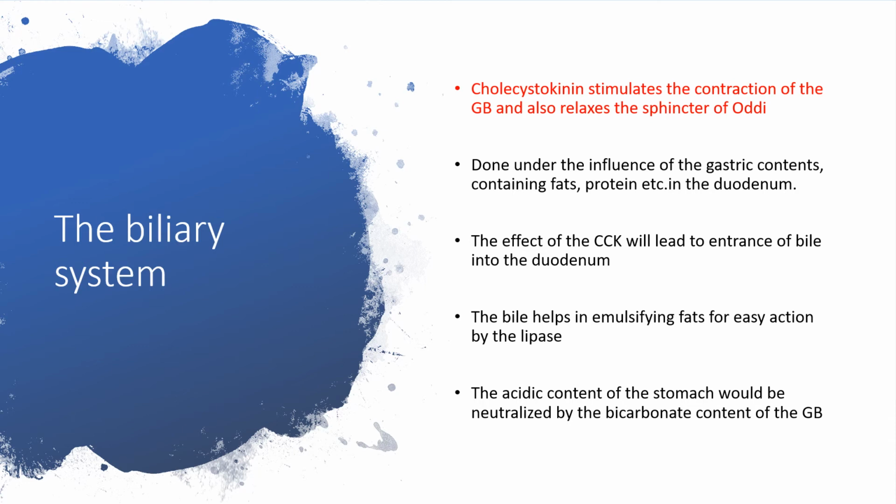The effect of cholecystokinin is under the influence of the gastric contents, containing fats, protein, and so on. The effect of the cholecystokinin will lead to entrance of bile into the duodenum. The bile will help in emulsifying fats for easy action by the lipase. Remember, I've stated earlier that at the ampulla of Vater, the common bile duct and the pancreatic duct from the pancreas will meet. Okay? Then the acidic content of the stomach will be neutralized by the bicarbonate content of the bile.